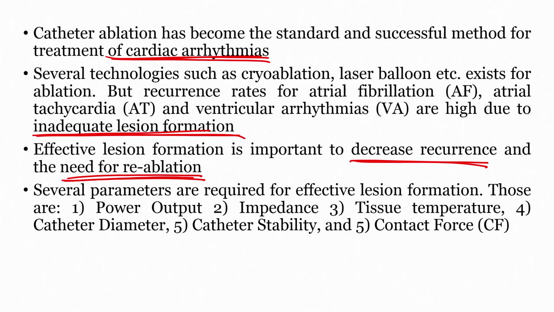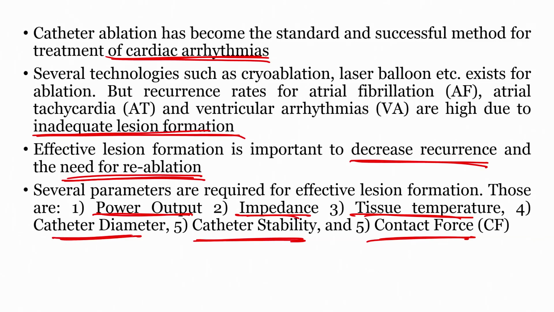Several parameters are required for effective lesion formation. Some are listed here: power output, how much power we are applying, impedance, tissue temperature, catheter diameter, catheter stability and contact force. You see, so many things are required to get a perfect lesion formation. One of the very important things is contact force, and thus force sensing becomes very important when you talk about the catheter in atrial fibrillation and in general also.